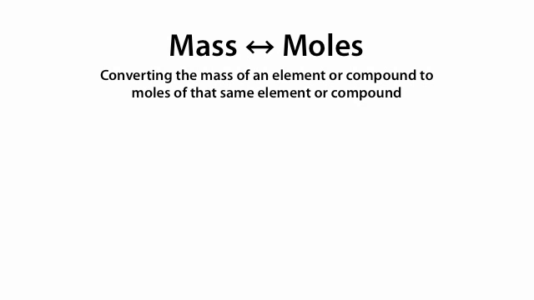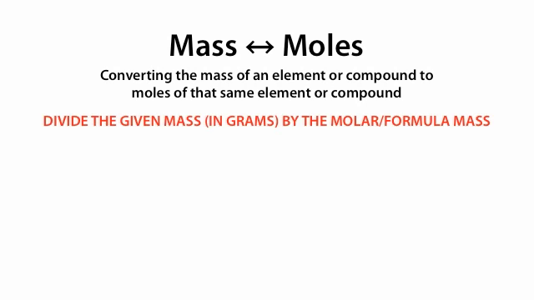Next, we're going to talk about converting the mass of an element or compound to moles of that same element or compound. The key here is divide the given mass in grams by the molar or formula mass, which we just talked about calculating. So it's very important to remember, whenever you're going from mass to moles, you divide the given mass in grams by the molar or formula mass. Let's look at an example.